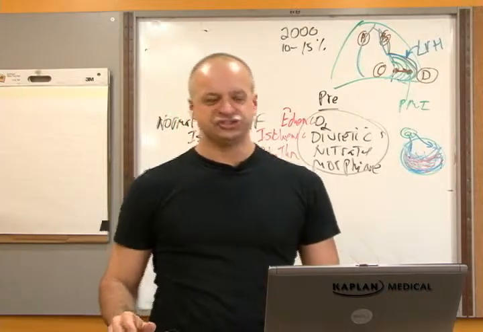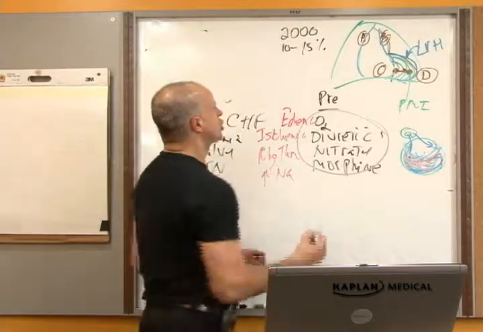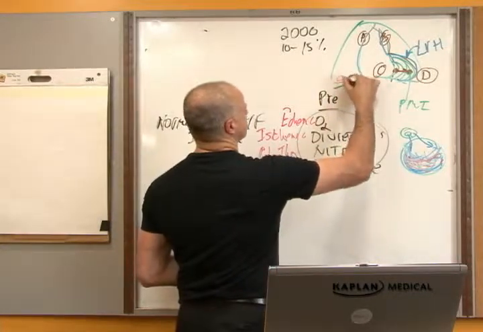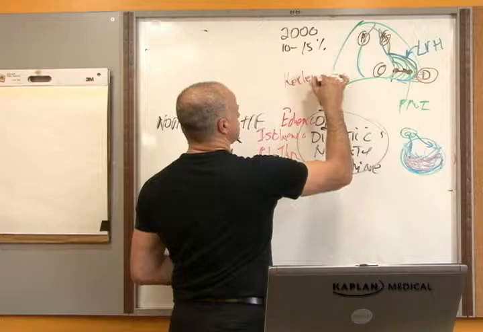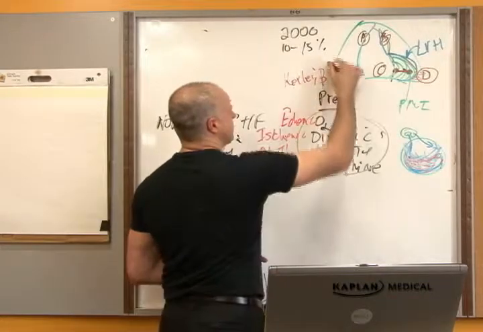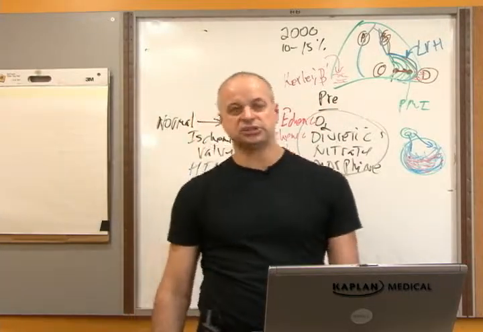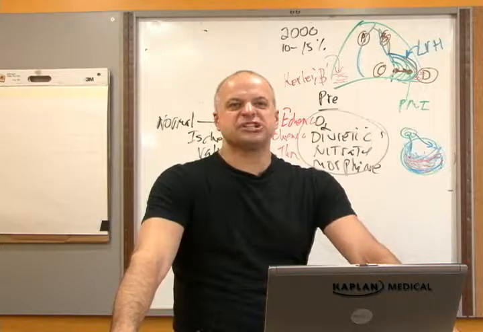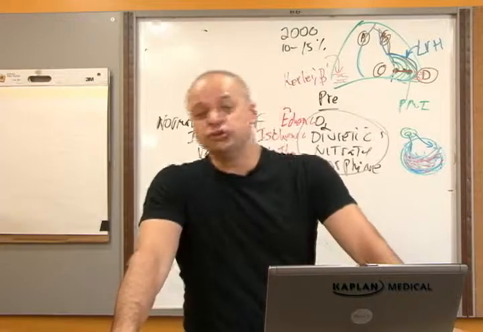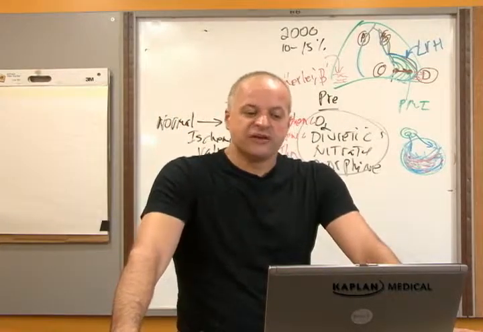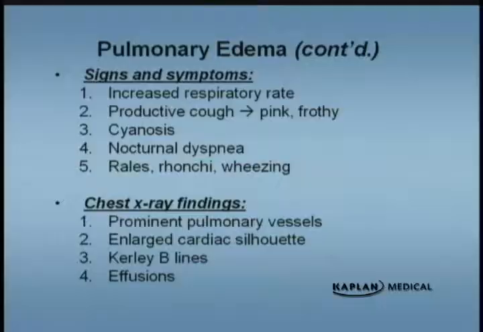Now, Kerley B lines. You notice it's Kerley with a K-E, not Curly with a C-U like Larry, Moe, and Curly. Kerley B lines are little horizontal lines in the bases that are indicative of fluid in the interlobular septa. Fluid between lobes is called a pleural effusion. Fluid between the lobules is called Kerley B lines. Fluid in the interlobular septa: Kerley B lines.